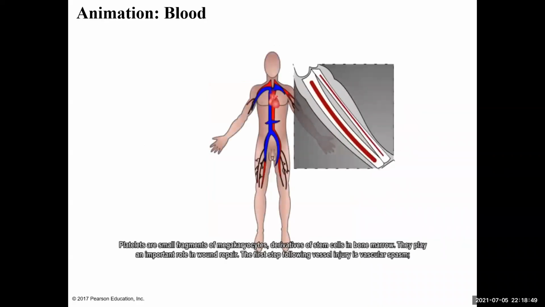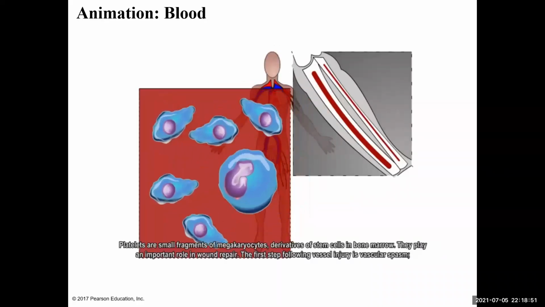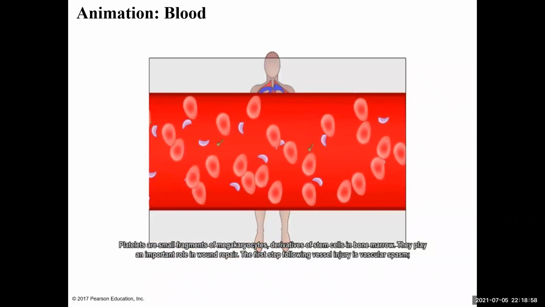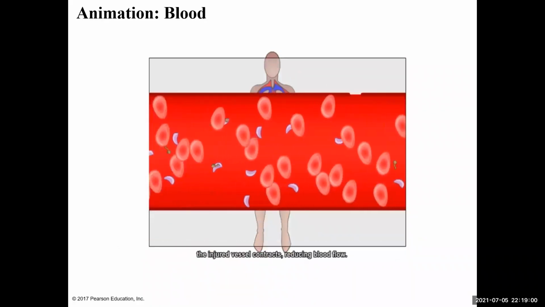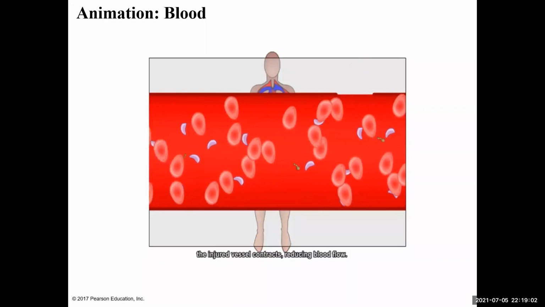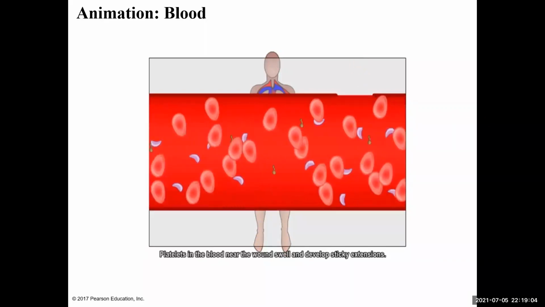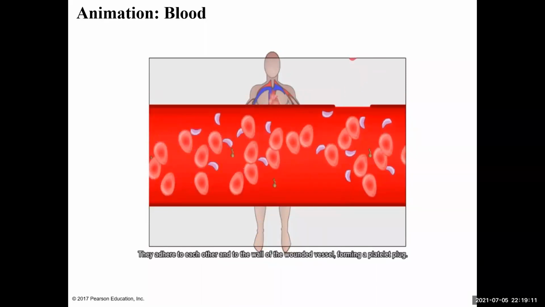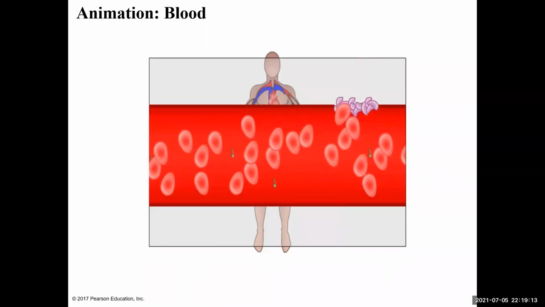Platelets are small fragments of megakaryocytes, derivative of stem cells in bone marrow. They play an important role in wound repair. The first step following vessel injury is vascular spasm. The injured vessel contracts, reducing blood flow. Platelets in the blood near the wound swell and develop sticky extensions. They adhere to each other and to the wall of the wounded vessel, forming a platelet plug. Clotting proteins in the plasma form an insoluble mesh, thereby forming a blood clot.